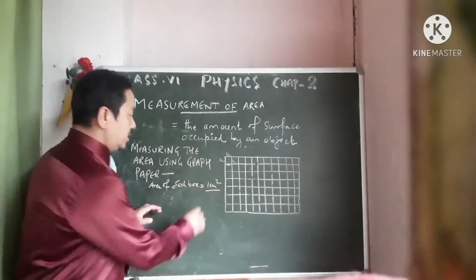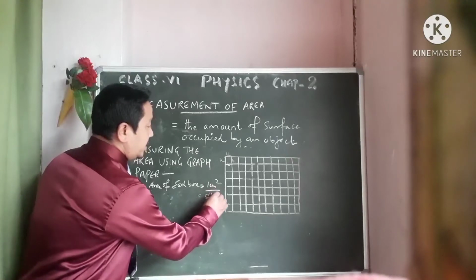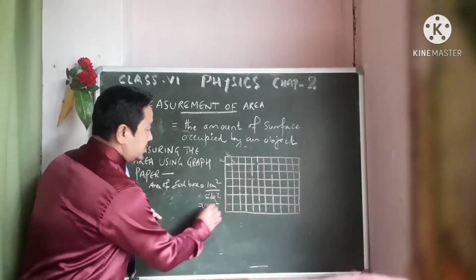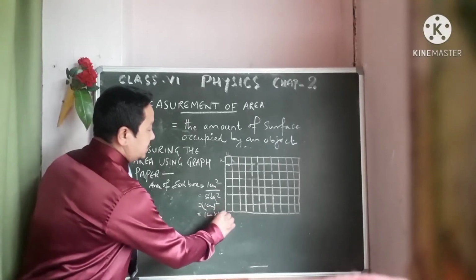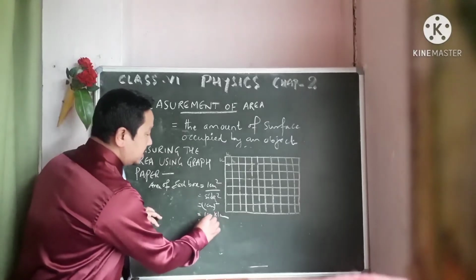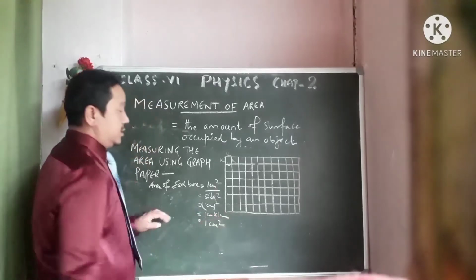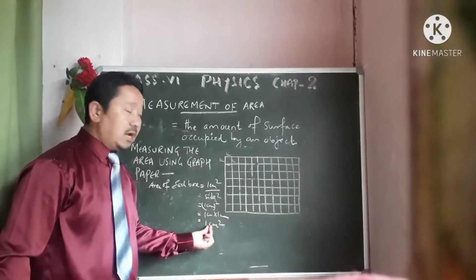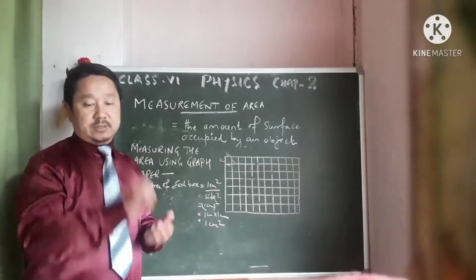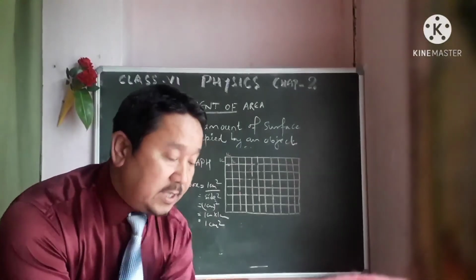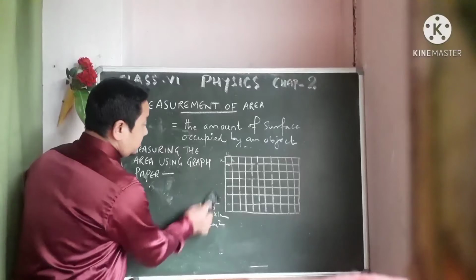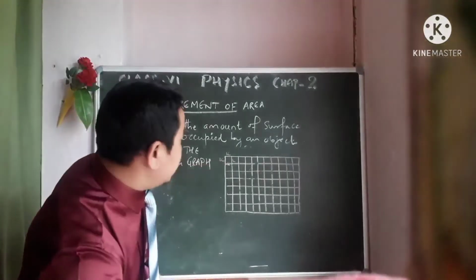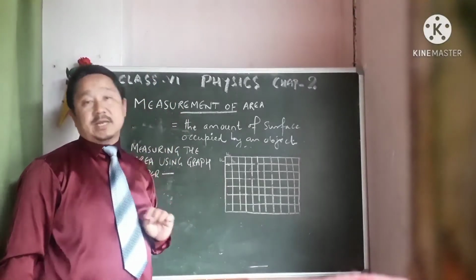So the area will be side square. That formula will be applied. Side square means 1 cm square. 1 cm square means 1 cm into 1 cm. So 1 ones are 1, cm into cm is cm square. So that means each box of the graph paper has the area of 1 square centimeter. So that's what you find here in the graph paper. Each box of the graph paper contains the area of 1 square centimeter.